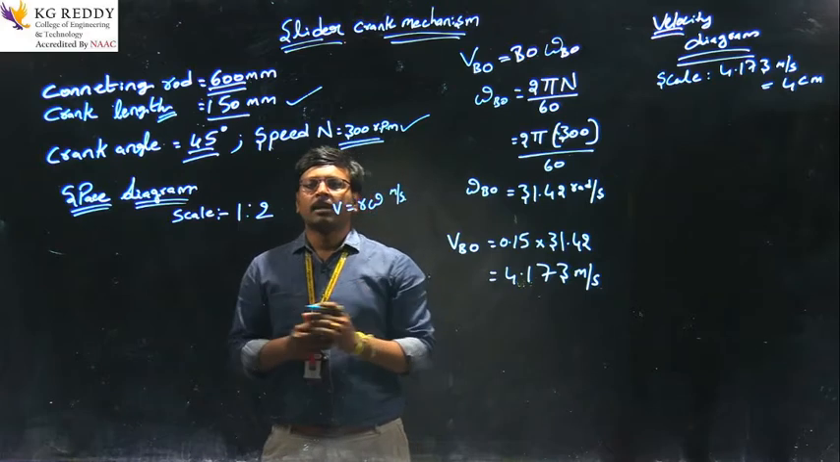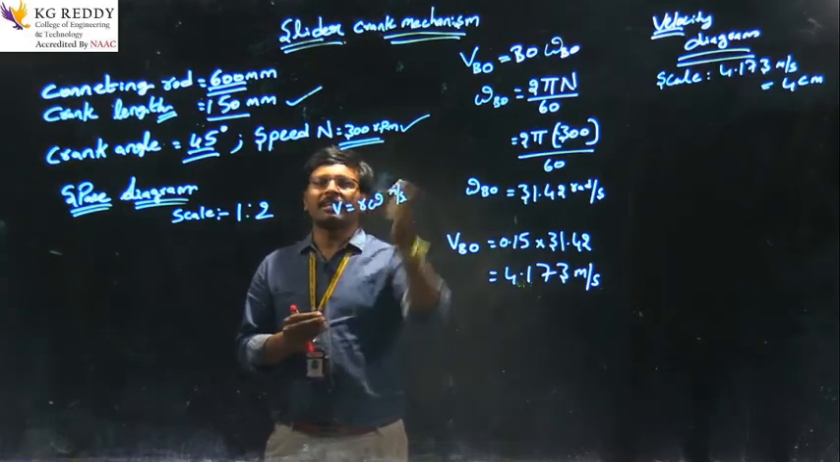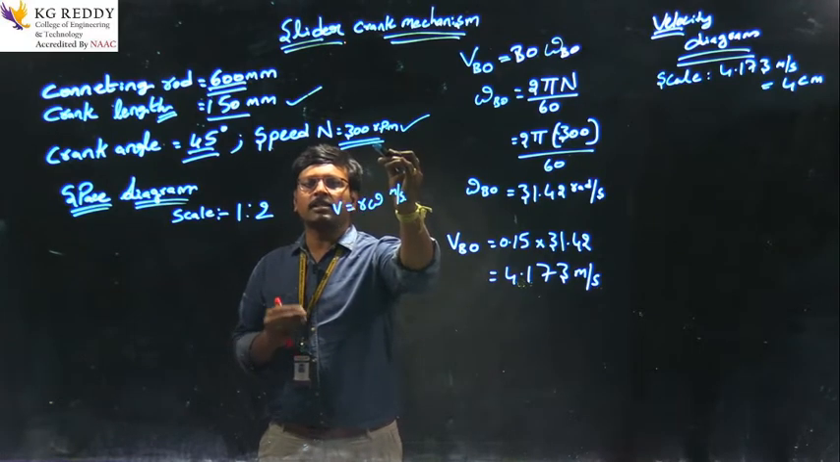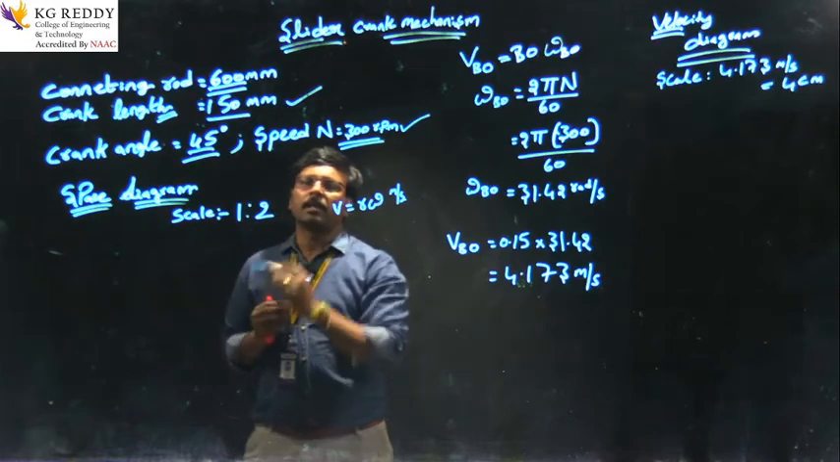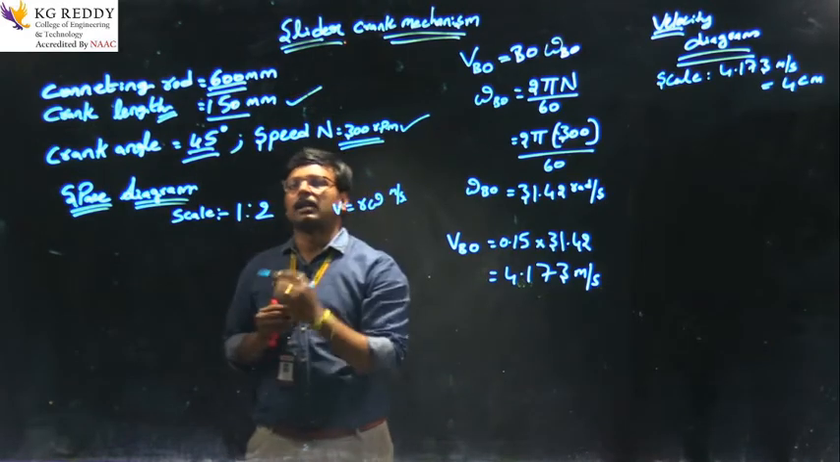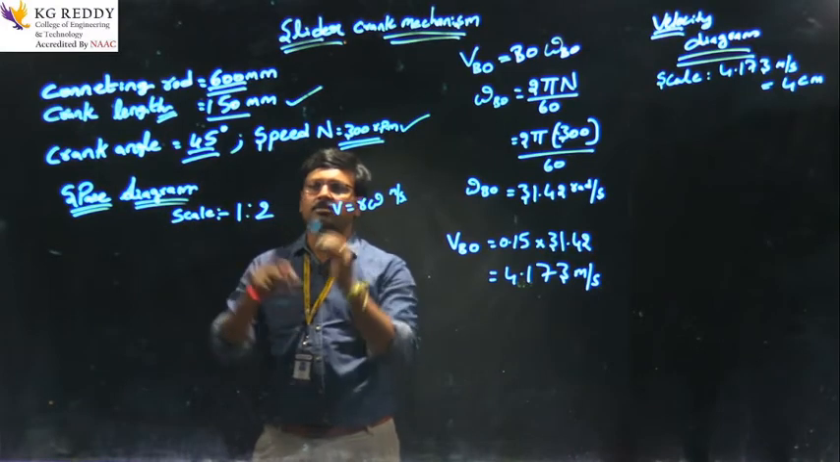So, in a single slider crank mechanism, the crank rotates with a constant speed of 300 rpm. The crank length is 150 mm and the connecting rod is 600 mm, and the crank angle is 45 degrees. This is what is given.